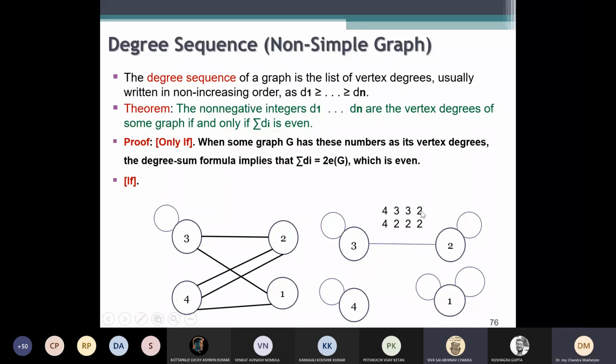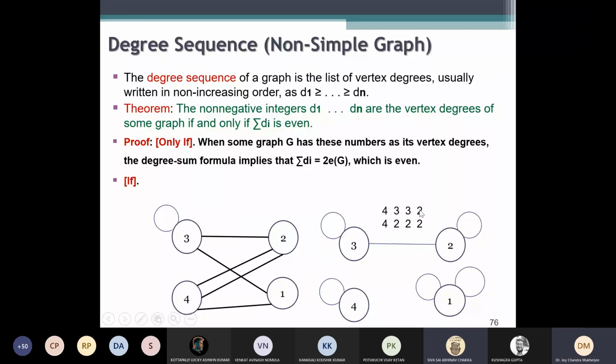So what do you do? Since there are 4 vertices, you draw them: 1, 2, 3 and 4. The first one corresponds to vertex 1, this is vertex 2, this is vertex 3, this is vertex 4. We also know from the property of a graph that the number of odd degrees in a graph is even. Here, the value 3 appears twice, so the number of odd numbers in this list must be even. That we know from the property of a graph.